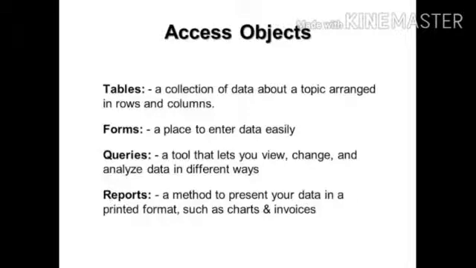So in this way, what are the objects when we are creating Access as a database? Tables, forms, queries and reports. So what is a table? A collection of data about a topic arranged in rows and columns, that is called a table. Forms, a place where data is entered by the user, that is called a form, like when we are filling online forms.